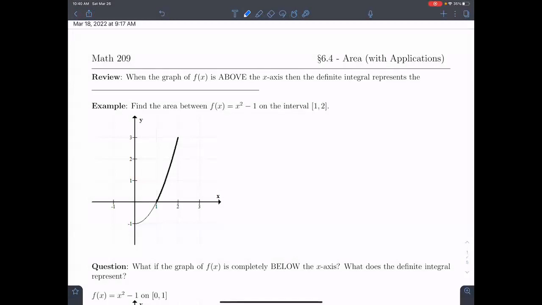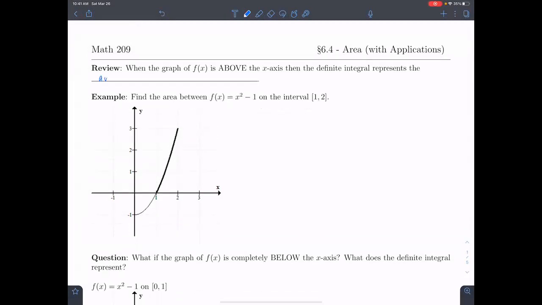Okay, so for section 6.4, we are going to talk about the area under a curve, or the area between a curve and the x-axis. We talked about in section 6.3 that when the graph is above the x-axis, then the definite integral is the area. So it represents the area between the graph, or the curve, and the x-axis.